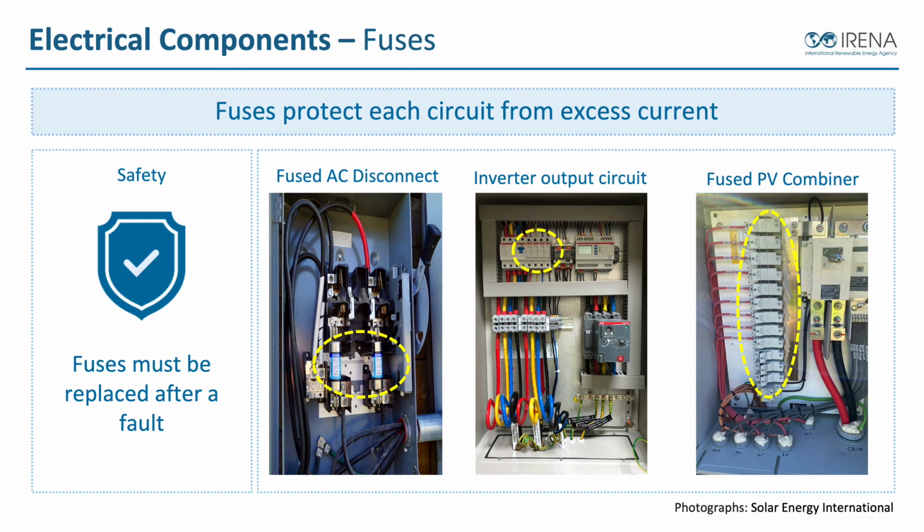So a fuse is meant for one-time use. If there are too many amps, the fuse will open, and then a technician needs to go in and see what happened, why did the fuse blow, and then replace it with the properly sized fuse. So see in the photo on the left, we have an AC disconnect with AC fuses in there. Sometimes fuses are hidden. So if you see in the middle photo, we have small fuses that are up inside what we call a tip-out fuse holder. Same thing on the right on this fused PV combiner.